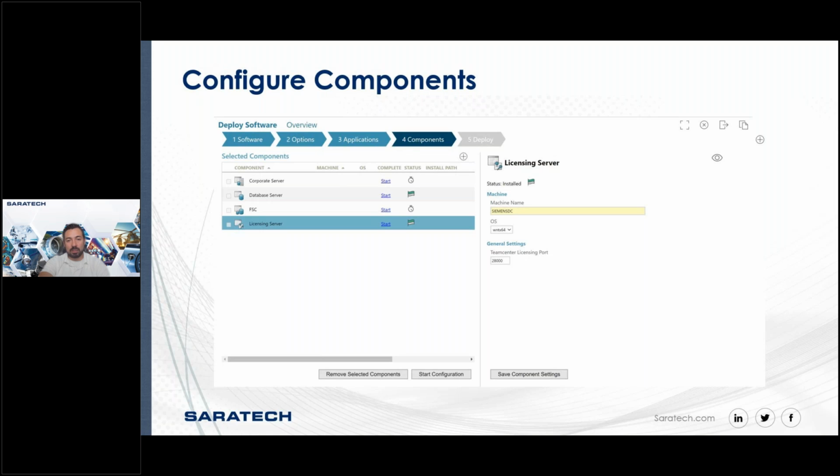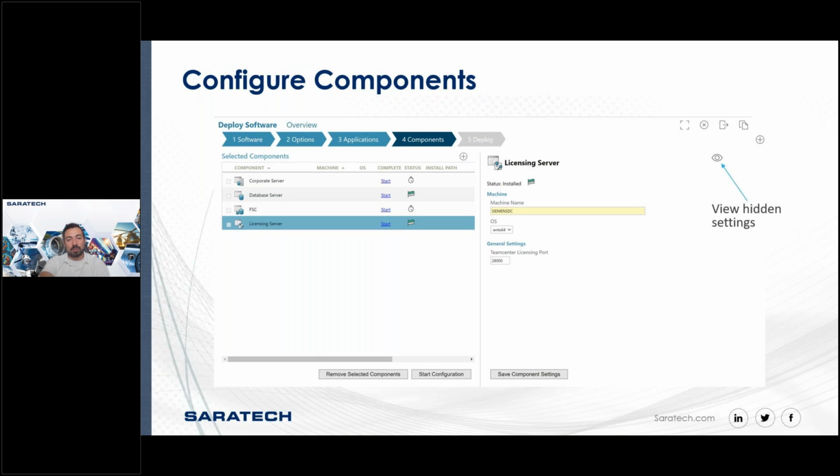Again, it's just pointing out the license server. In this instance, we're using a machine named Siemens DC, and the port is going to be 28000. If you are using the new license server, you might have a different port, 29000. I believe that's the out-of-the-box configuration, but you can also change it to whatever port you need to use.